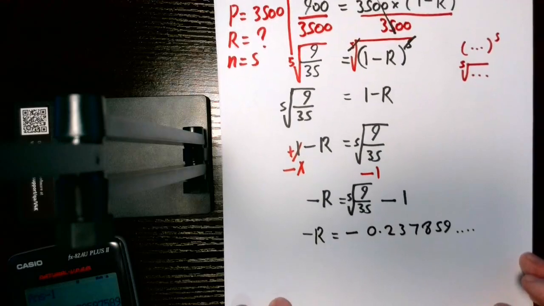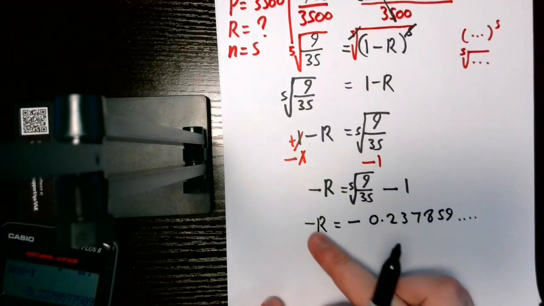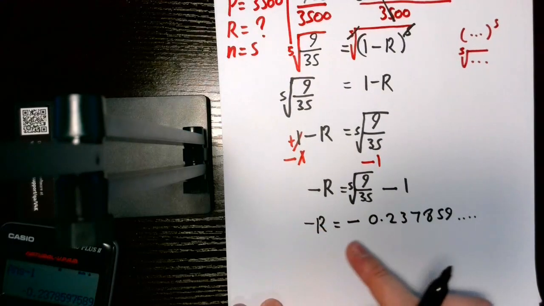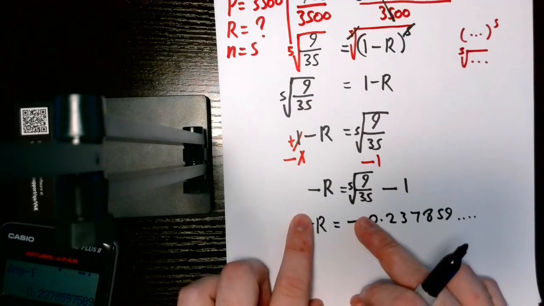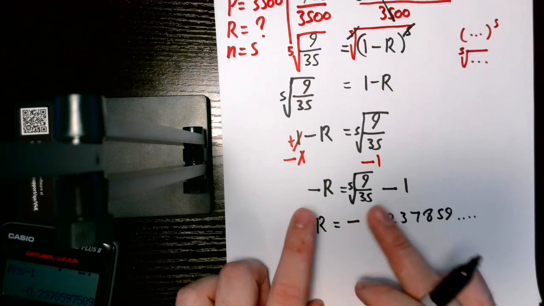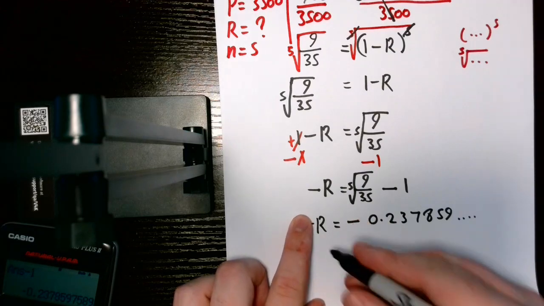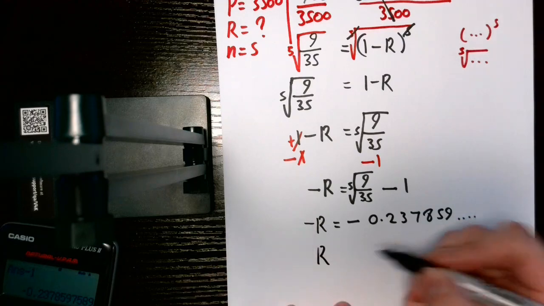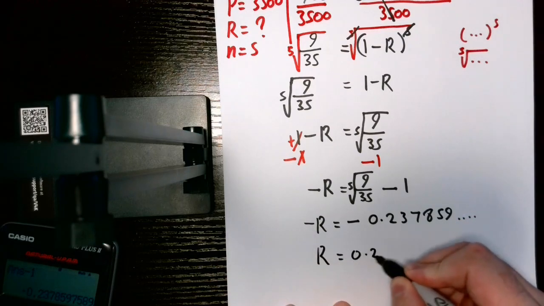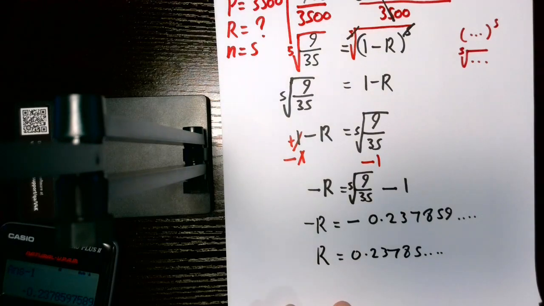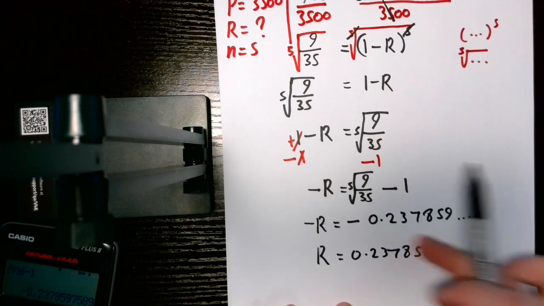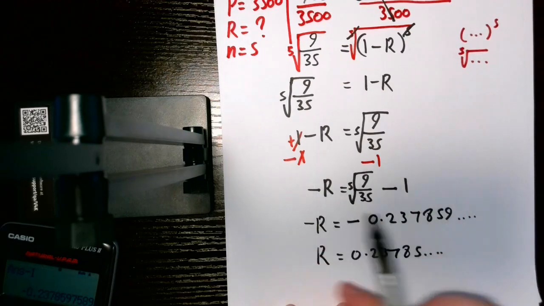So let me just move this up so you can see what's going on. Notice here that we have a negative on both sides, which means that we can just ignore them. We are essentially multiplying both sides by negative 1, so we can ignore the negatives because it's on both sides. So we have just R is equal to 0.23785, and so on.